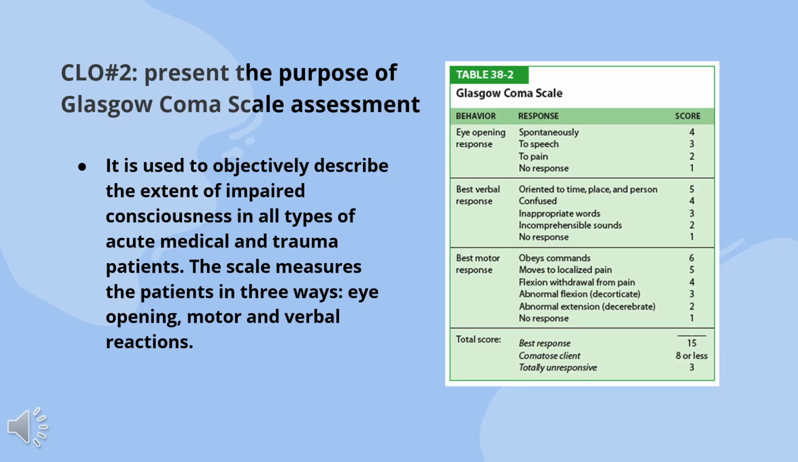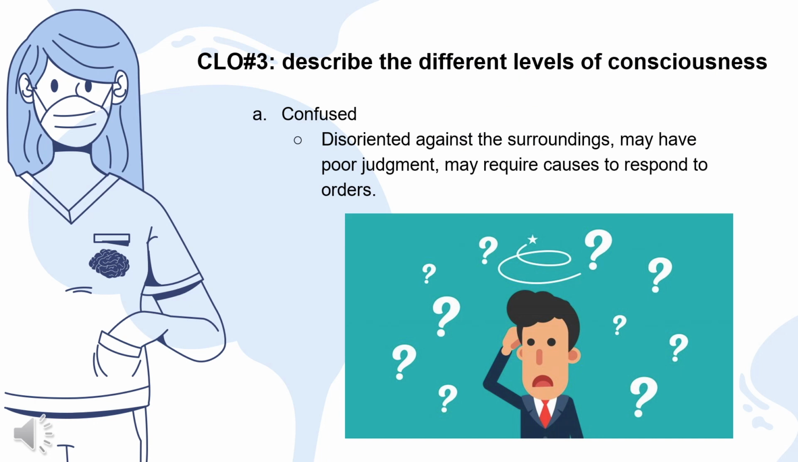CLO number 2. Present the purpose of Glasgow Coma Scale assessment. It is used to objectively describe the extent of impaired consciousness in all types of acute medical and trauma patients. The scale measures the patients in 3 ways: eye opening, motor, and verbal reactions.